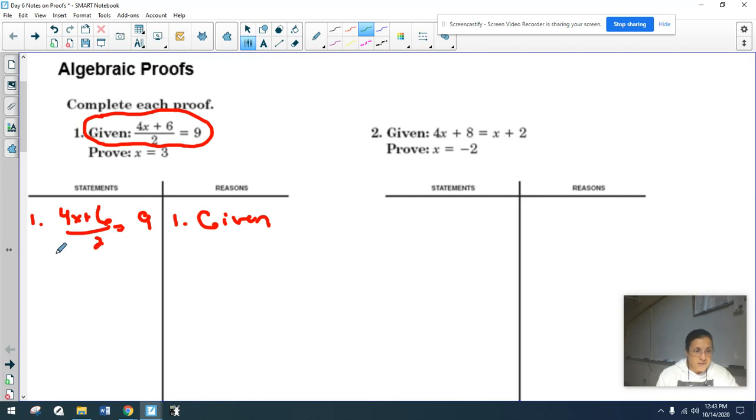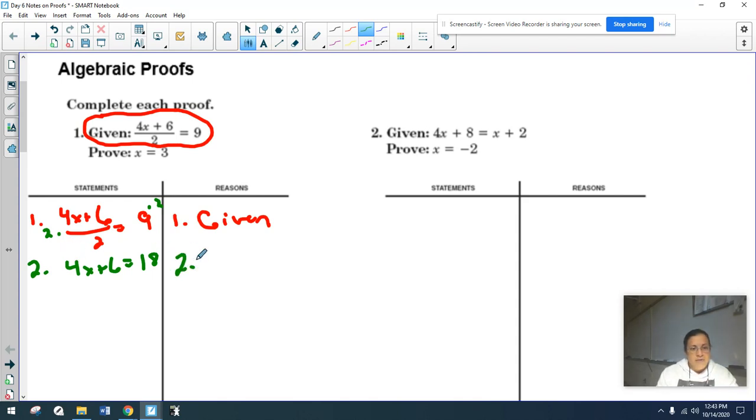The next thing you would do is you would times both sides by 2. So you don't actually have to show your work over here, but this is what you're going to do to get step 2. So if I times by 2, these are gone. So I'm left with 4x and 6. And then 9 times 2 is going to give me 18. So you're just showing your steps. You do not have to show these times 2s over here. I'm just showing you what I'm doing.